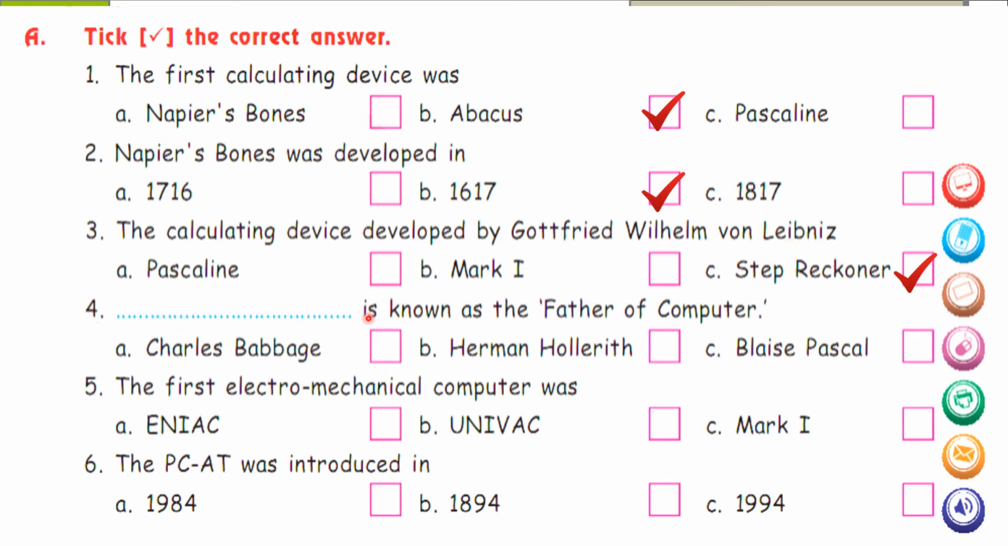Number 4. Dash is known as the father of computer. Charles Babbage. Charles Babbage is known as the father of computer. Number 5. The first electromechanical computer was Mark I. Number 6. The PC-80 was introduced in 1984.